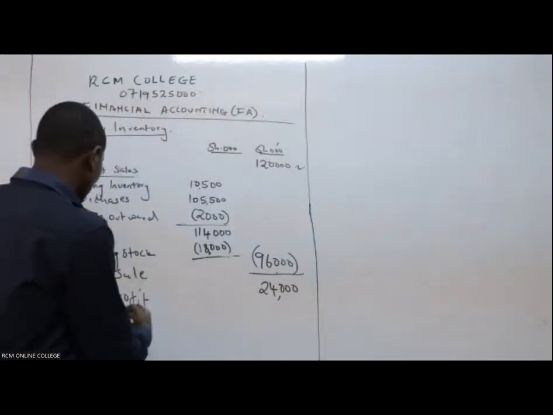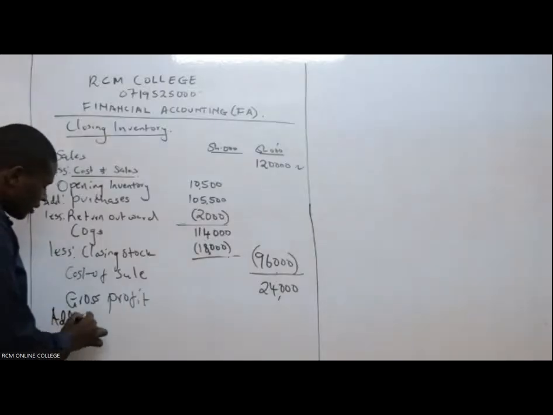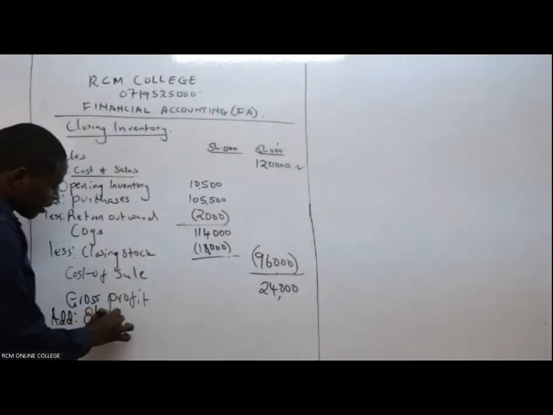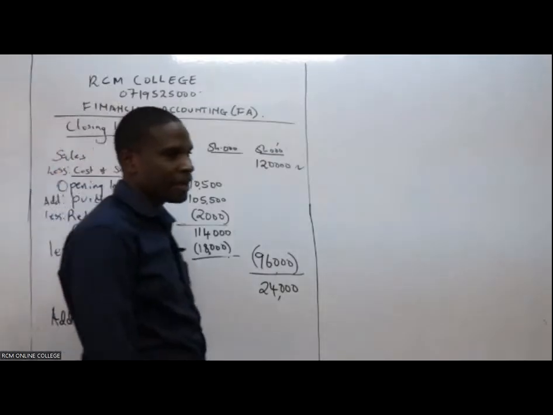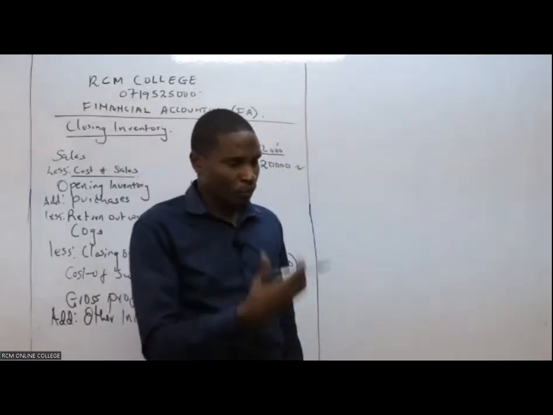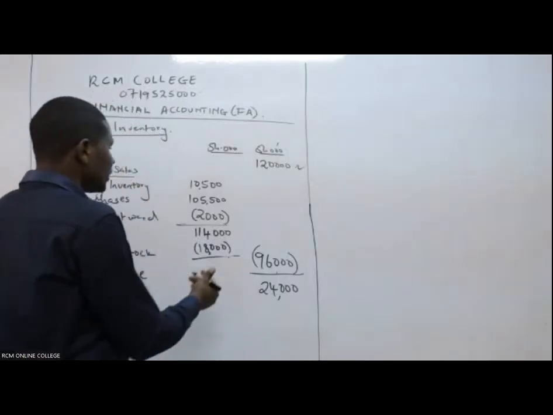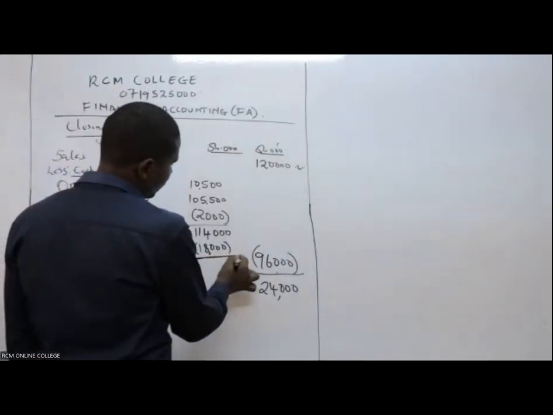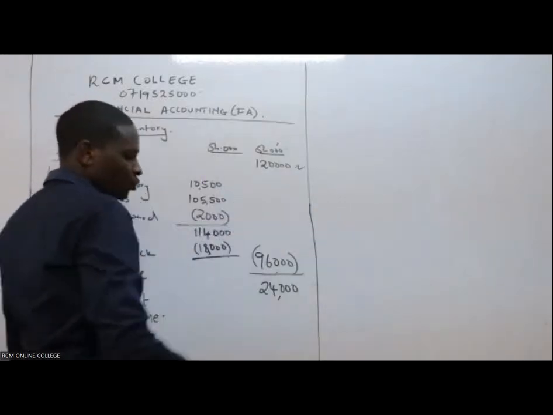Now we want to add any other income. From the question, can you identify for me other income? For example, was there dividend received? Was there discount received? Discount received is an income. Now this one we can change to our income statement.